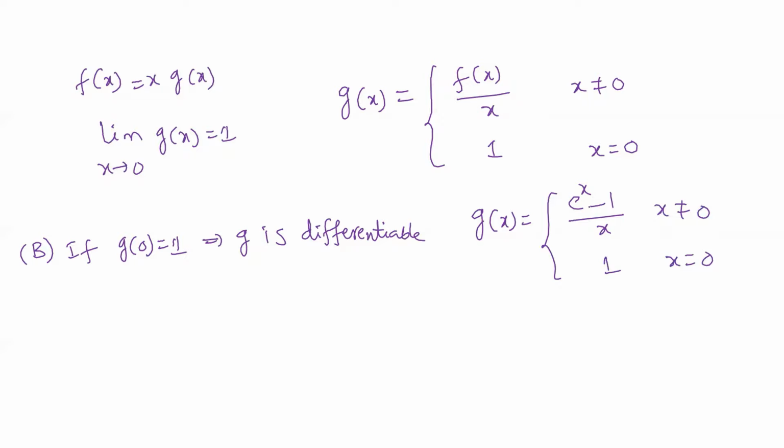Now at x equal to 0, we have to find out what will happen. So that is the only problematic point. So then we are going to find out what will happen to g of x at x equal to 0. Okay, so that means we need to find out g dash of 0.